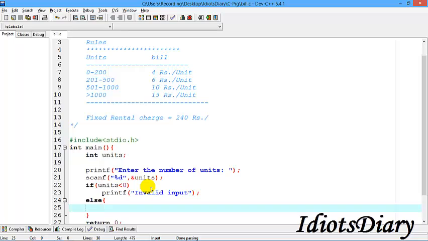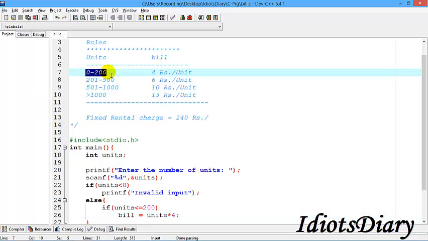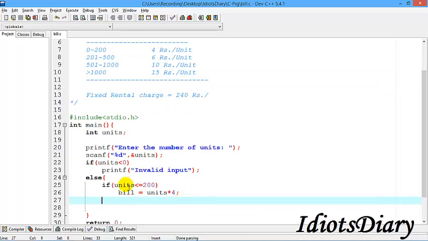Here we first check that the units entered are less than or equal to 200, then the bill will be number of units used into 4, because if units used are between the range 0 to 200, then each unit costs 4 rupees. If this condition is false, that means you have used more than 200 units.